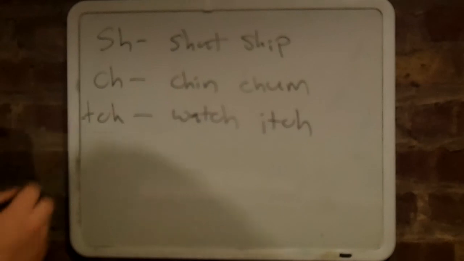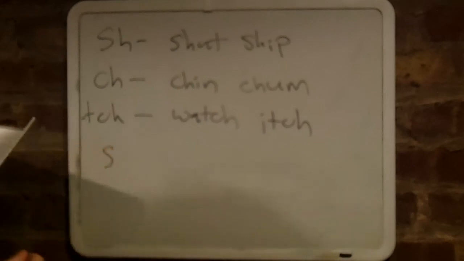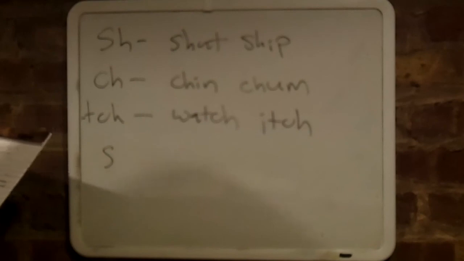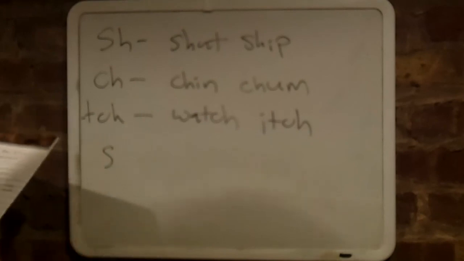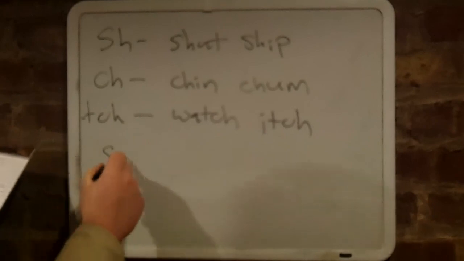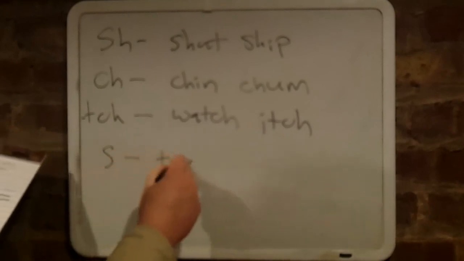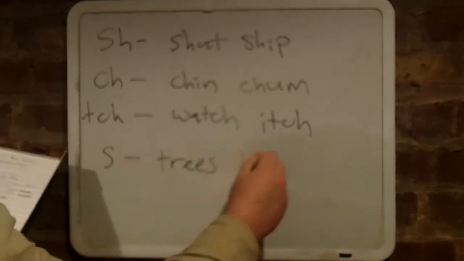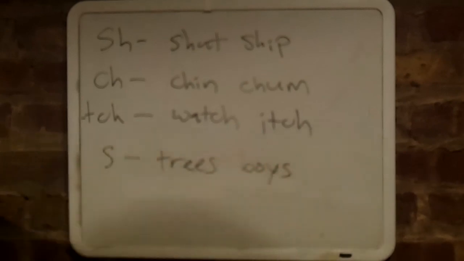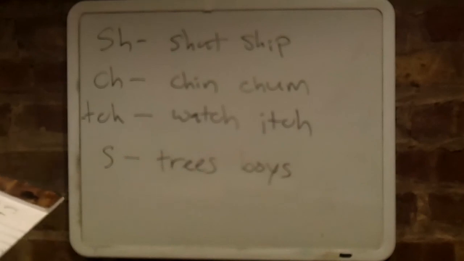The letter S usually sounds like S, but if it comes after a vowel, it usually sounds like Z. So this is particularly true in words like trees, boys. So in words that end on a vowel sound, the S will sound like Z.